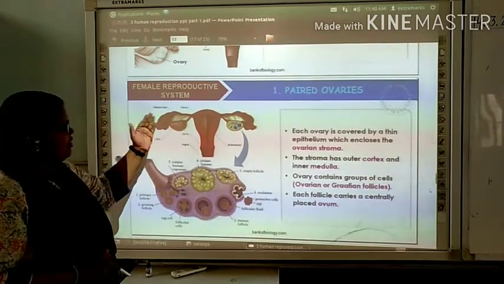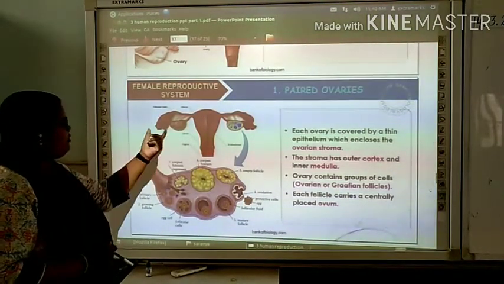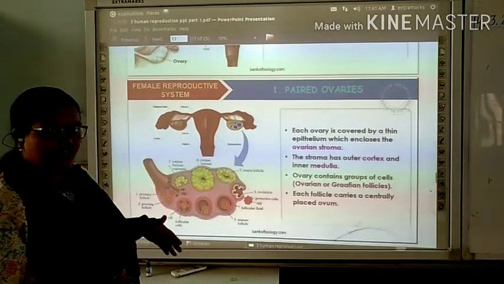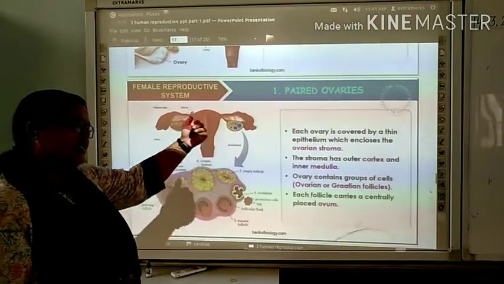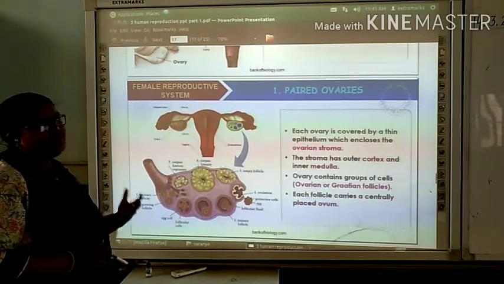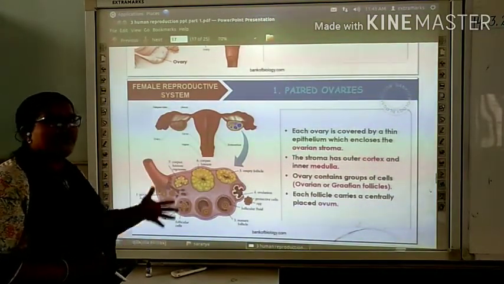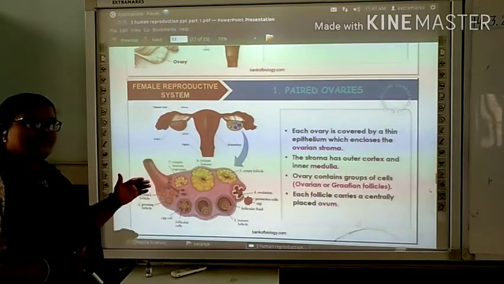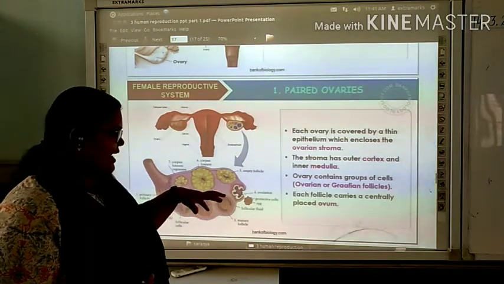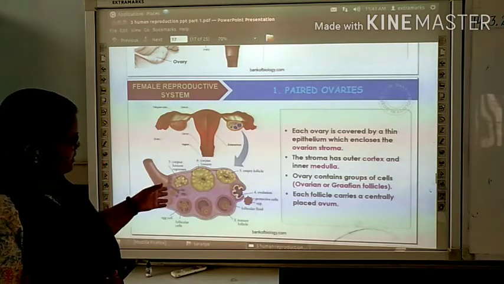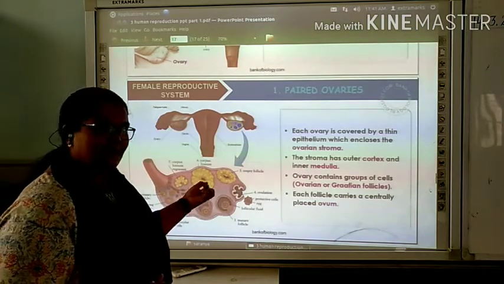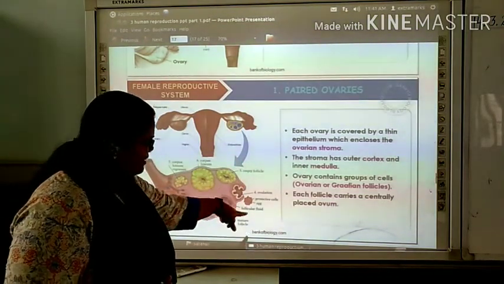What we have discussed: the pair of ovaries, if you go for the section, the ovary is covered by a thin epithelial lining, right? Inside is the ovarian stroma, which is divided into outer cortex and inner medulla. And inside the ovary, you can see a group of cells. These groups of cells are known as ovarian follicles or Graafian follicles, right? All these follicles will be in different stages of their development. Each follicle carries a centrally placed ovum. Once mature, this follicle will rupture or open and the egg will be released.